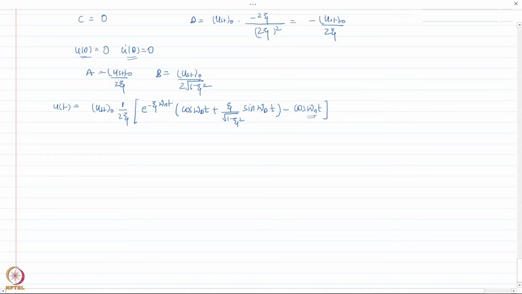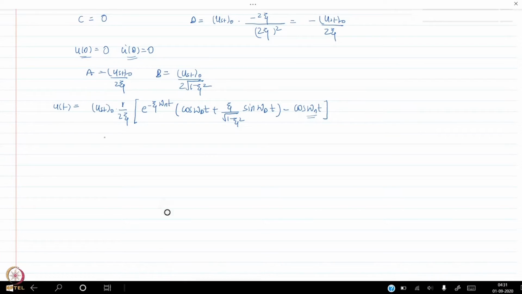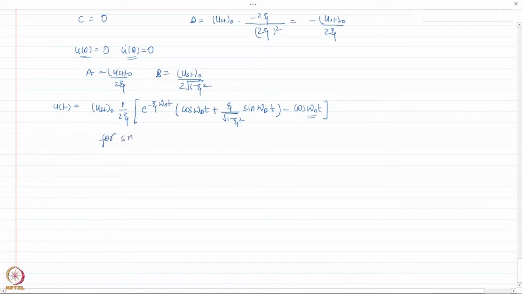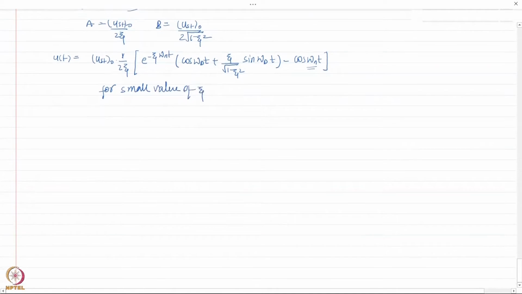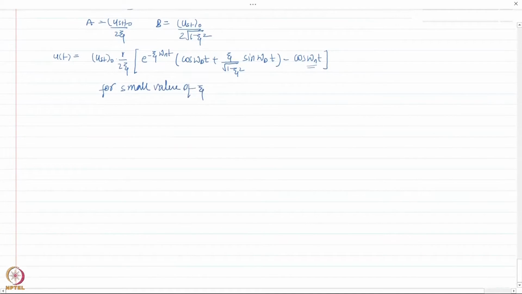Remember that this was the forced vibration, but because omega was equal to omega_n, I'm writing it like this. Now for a small value of damping, let us say damping is smaller than 10%, typically let us say 5%, I can make some assumptions and further simplify this expression for a small value of damping.